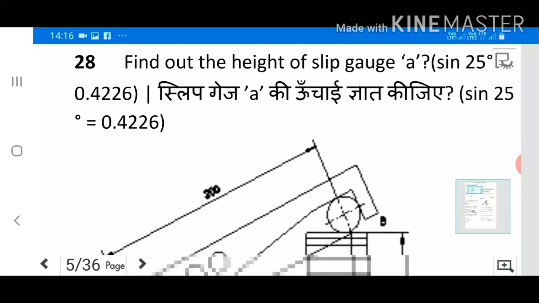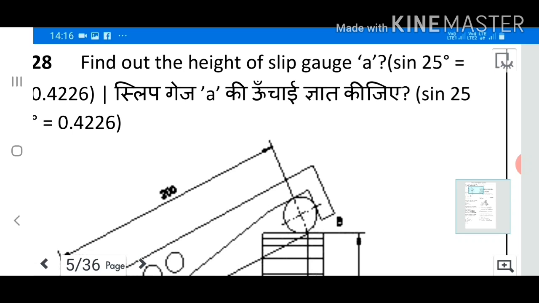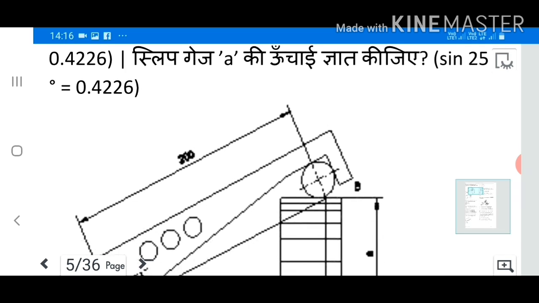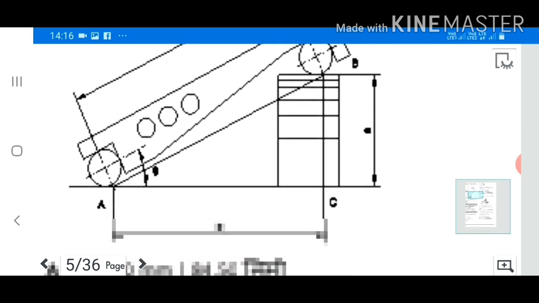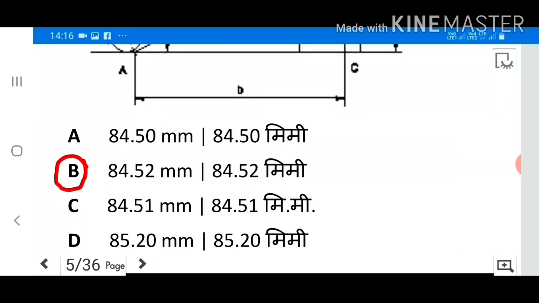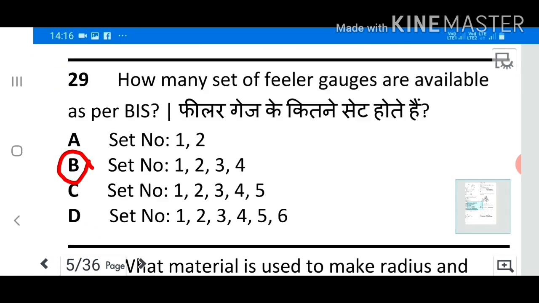28. Find out the height of slip gauge A. Sin 25 equals 0.4226. Answer B. 84.52.